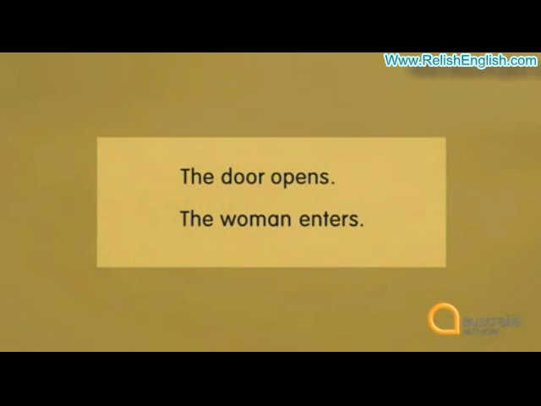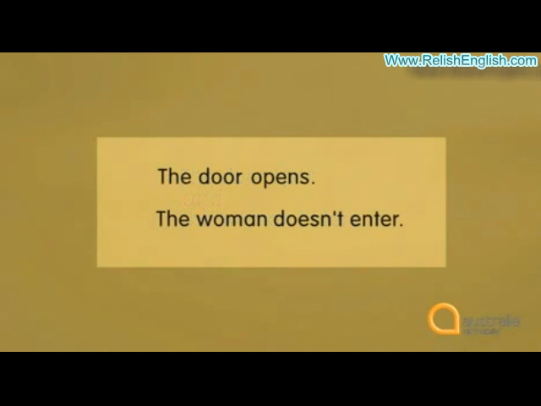The door opens. The woman enters. The door opens and the woman enters. The door opens. The woman doesn't enter. The door opens, but the woman doesn't enter. Listen to an example here.